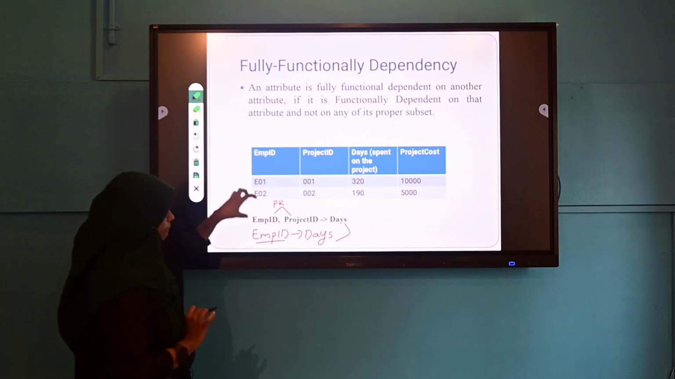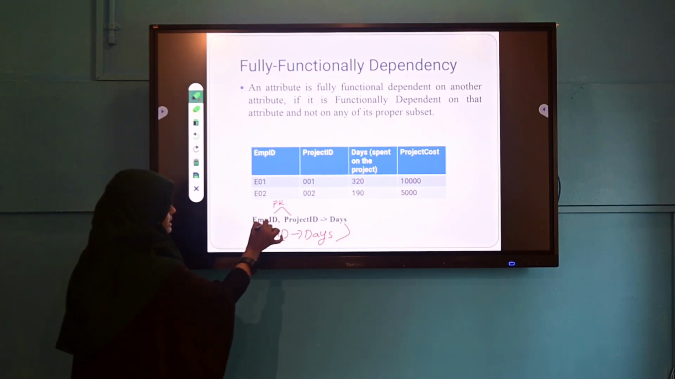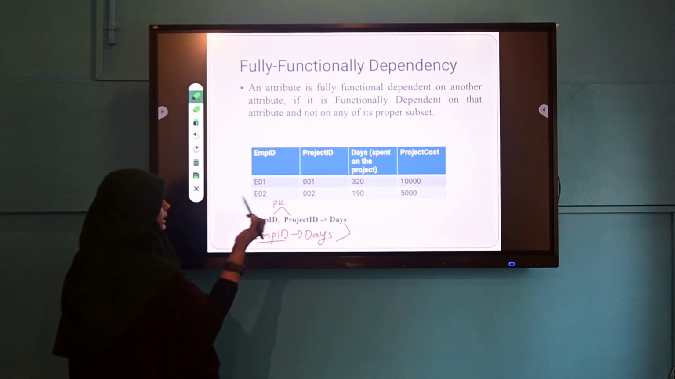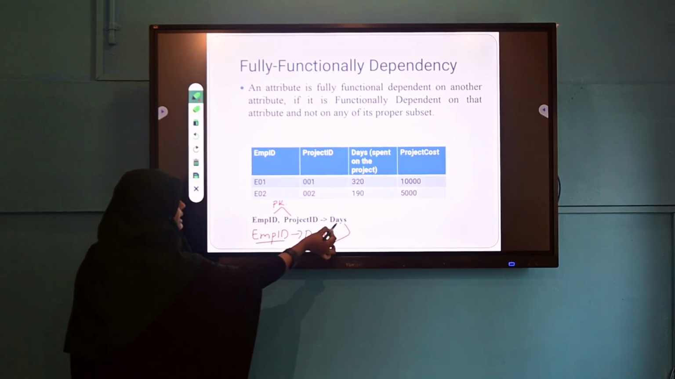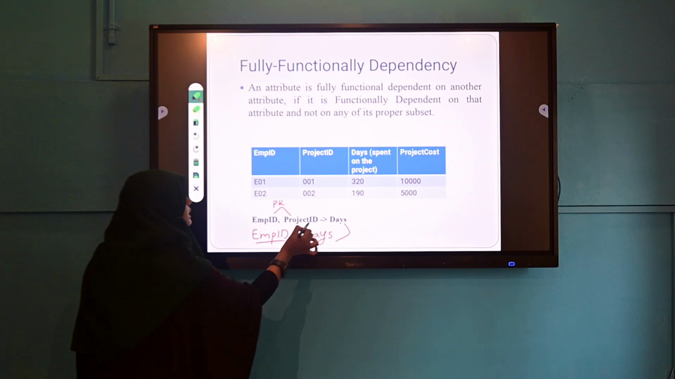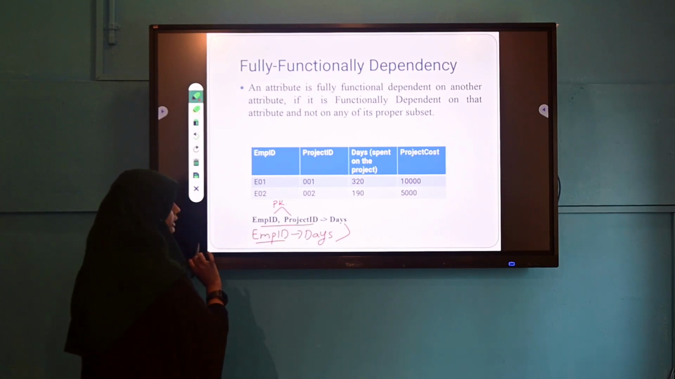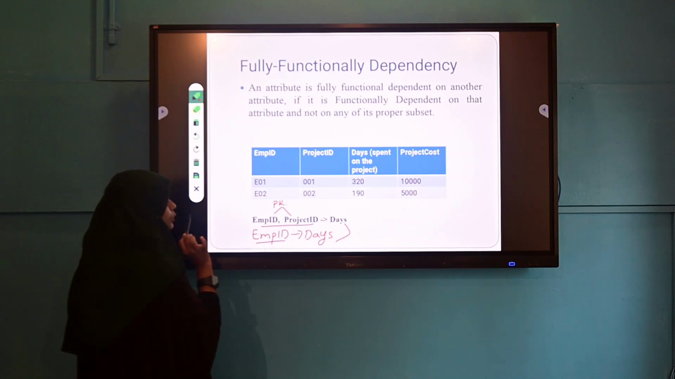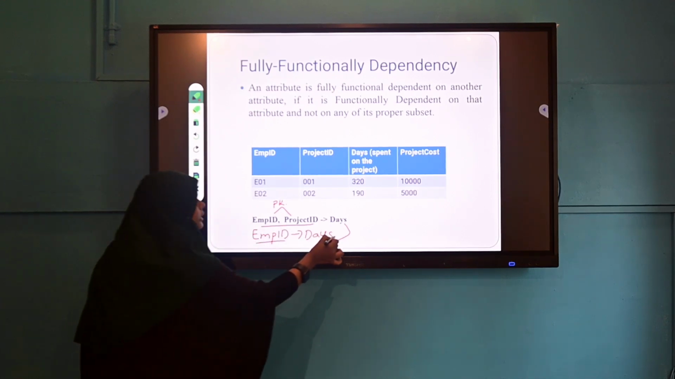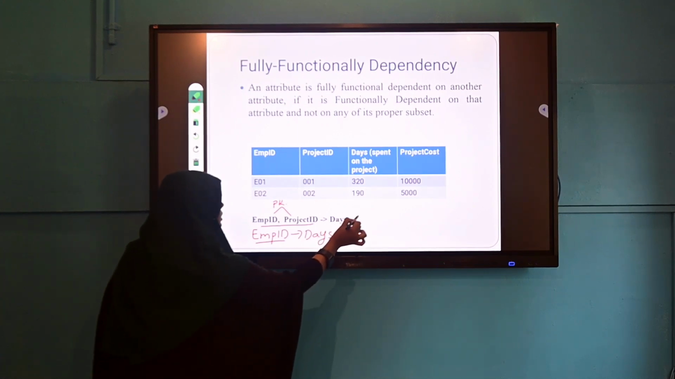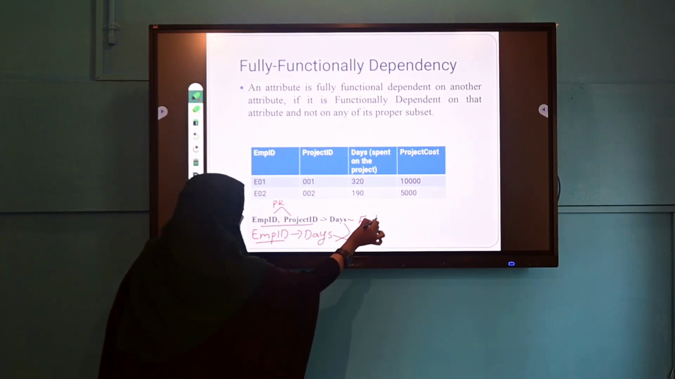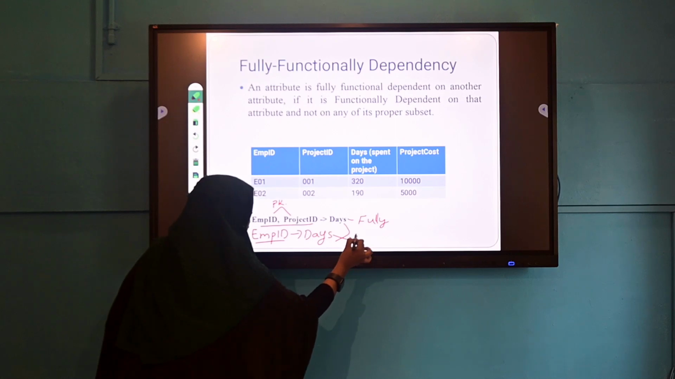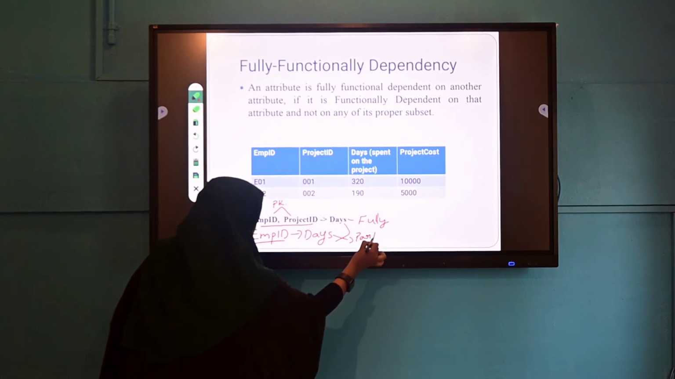That means days partially depends on the determinant. Here the determinant is employee ID and project ID. So here days completely or fully depends on project ID and employee ID. But in the second case, days partially depends on employee ID. Without getting project ID, we will get days. That means here is partial dependency, and here is full dependency. Fully functional dependent, and here partial dependency.